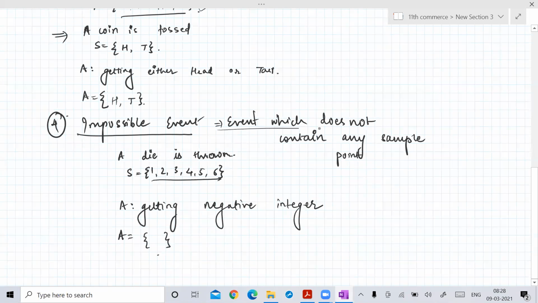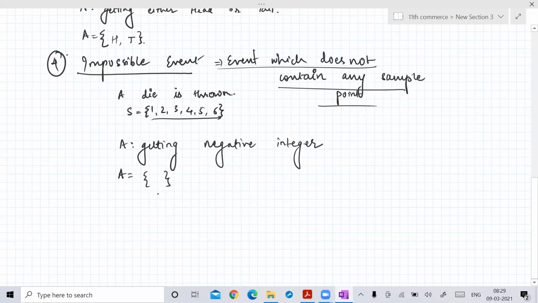So such event is called as what? Impossible event. All right. Okay, so this is what? Impossible event. So when event does not contain any sample point, it is impossible event. So getting negative integer, is there any number which can be present in A? No, there is no number which is present in A. So it is what? Impossible event.